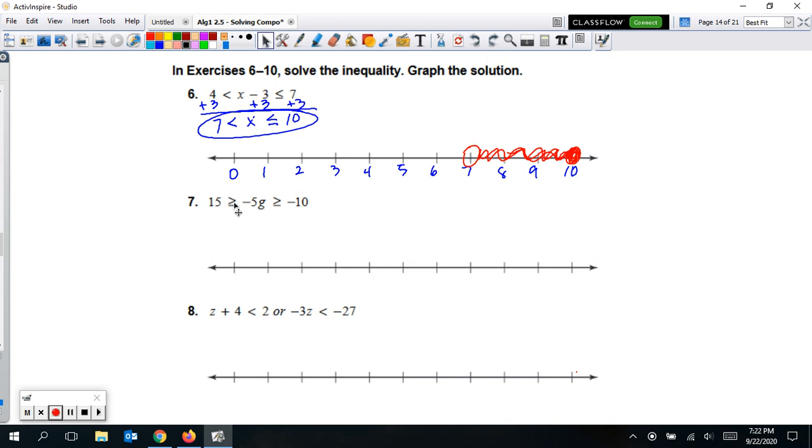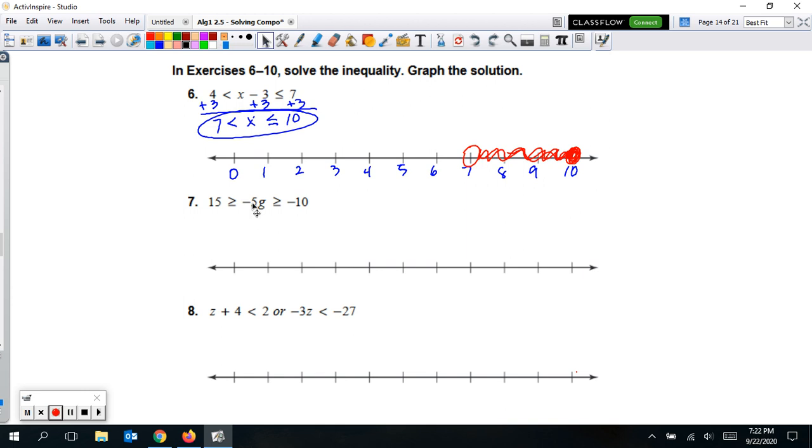Number 7, we have again another one all connected together. So again, this is going to be one where the shading is in between the two points that we have on our graph. On this one, we have g as the variable, negative 5 times g. So again, if we wanted two inequalities, we'd use this negative 5g twice. 15 is greater than or equal to negative 5g would be one inequality. And then negative 5g is greater than or equal to negative 10 is the second inequality.